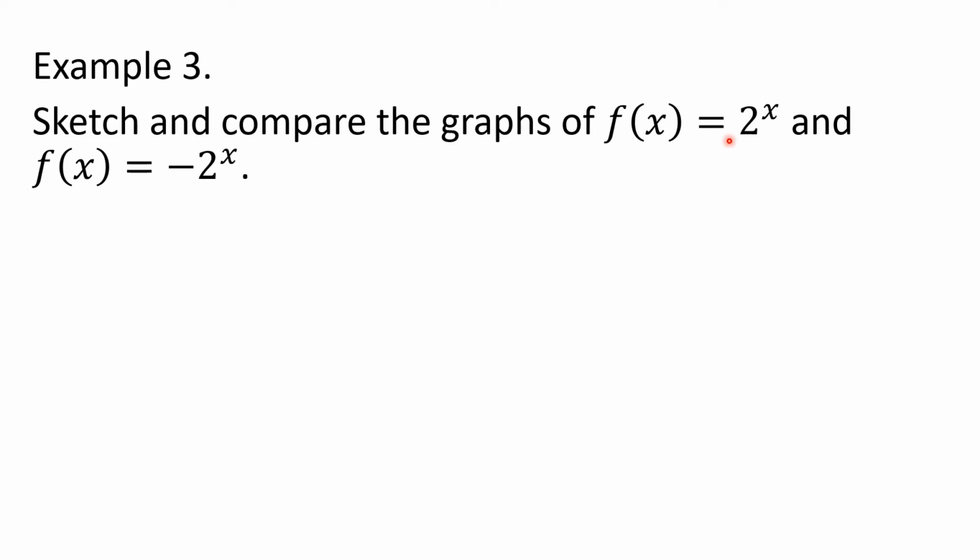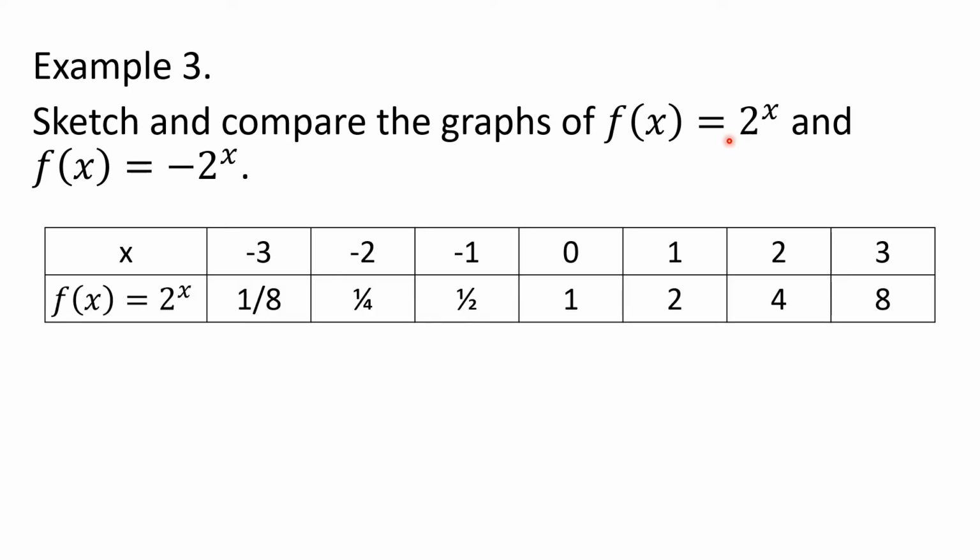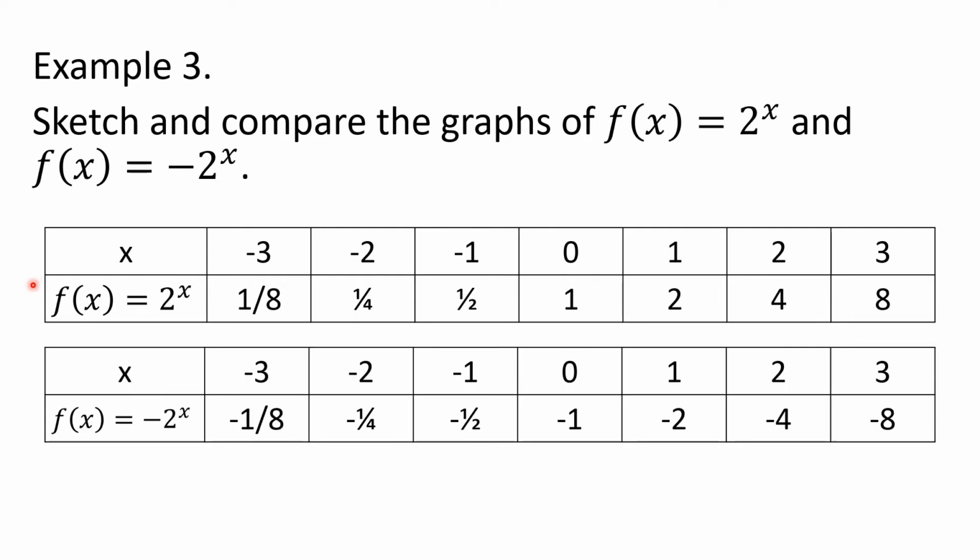So first, we will prepare a table of values for each. This is the table of values for f of x equals 2 to the x. And the second is the table of values for f of x equals negative 2 to the x. So after substituting the x value into the exponent, 2 to the negative 3 is 1 over 2 cubed, or 1/8, and you multiply it by negative 1. So that will become negative 1/8.